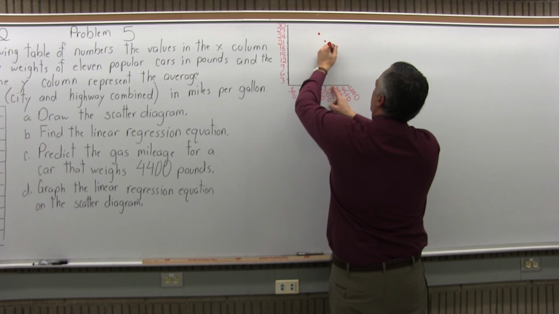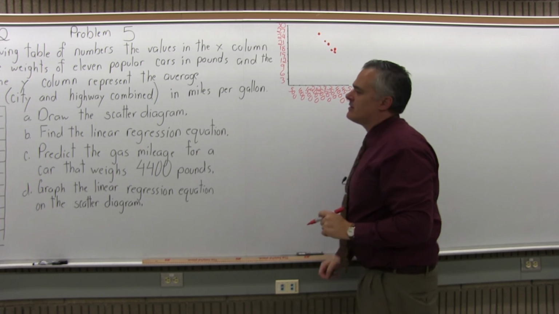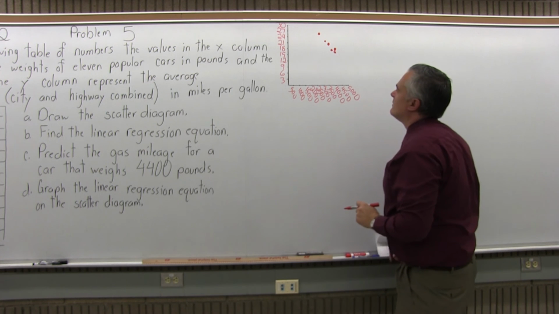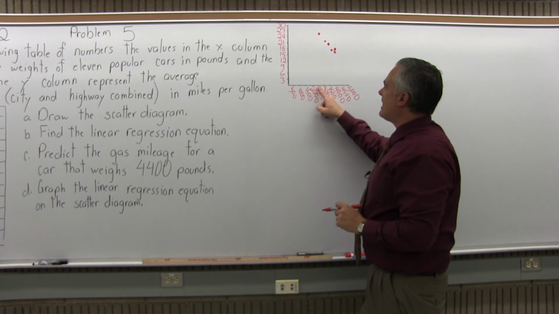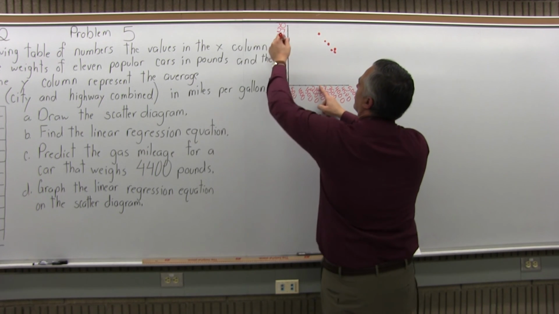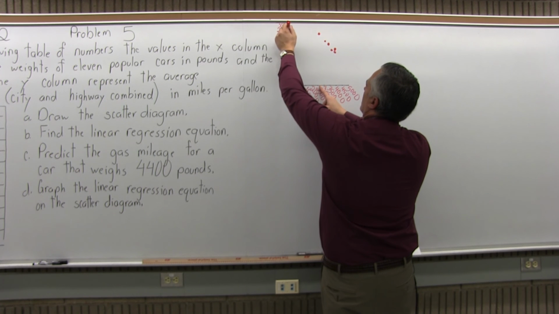That's a pretty crowded area. The next one, 2,605 for the weight. So 2,605, a little past 2,500. The gas mileage is 26 miles to the gallon. So almost up to the 27, two-thirds of the way up.